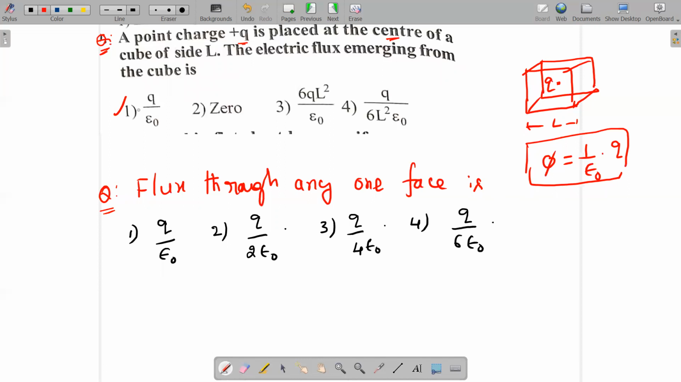Next question. The flux through any one face of the cube is. In the above question, the electric flux emerging from the entire cube is Q by epsilon naught. So cube will be having how many faces? You should visualize this. A cube will have 6 faces. Like you can observe your room where you are sitting. Imagine the classroom in which you are sitting is a cube.